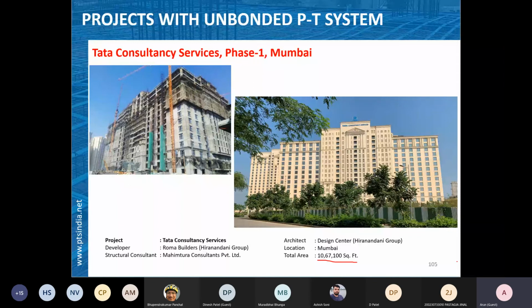So you can see some YouTube videos from the Hiranandani. You will come to know how this construction is being carried out. Hiranandani is one of the reputed groups in Mumbai.